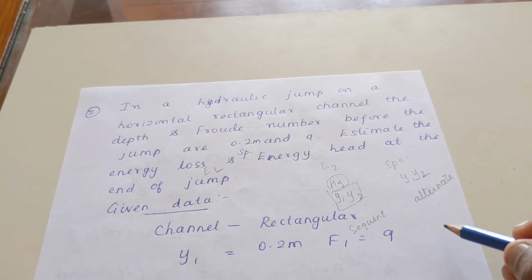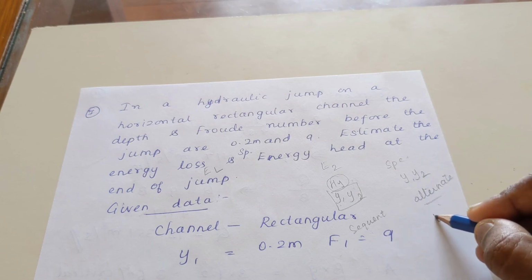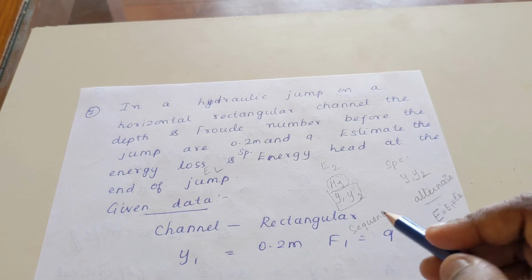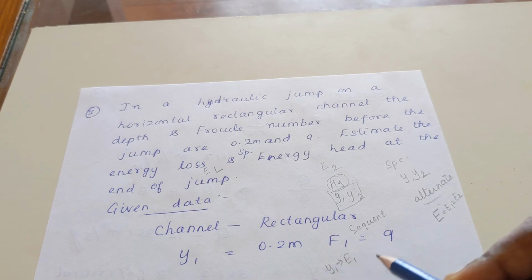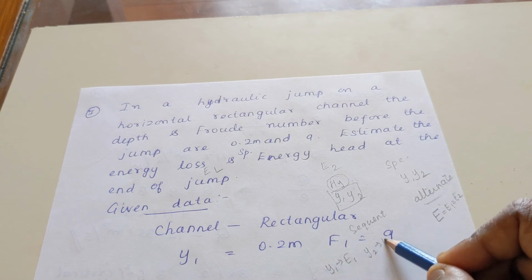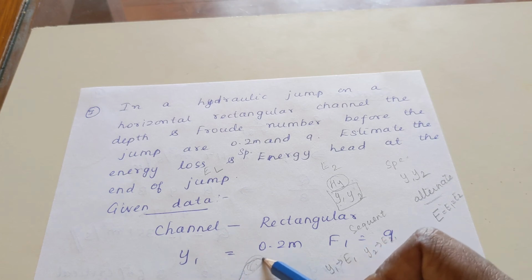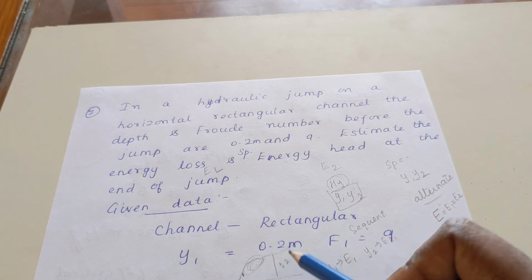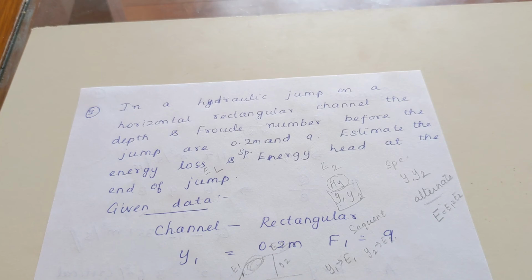In the specific energy equation, for the alternate depths the energy will be equal, E is equal to E1 is equal to E2. But in the case of hydraulic jump, for y1 you will have E1, for y2 you will have E2. Because this is a channel, this is a jump. Here before the jump your depth, after the jump your depth. So here you will have energy 1, here energy 2. Clear? Energy loss will be there.